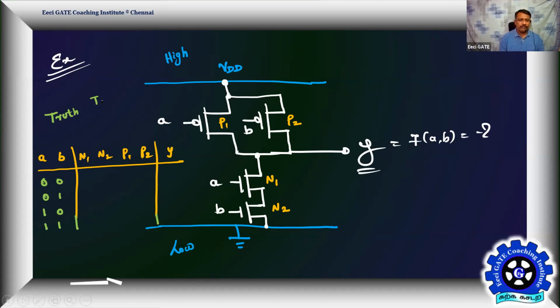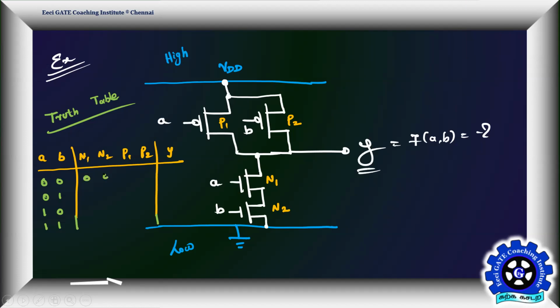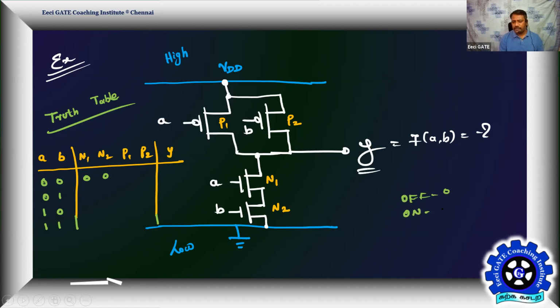By the time you complete the truth table, we can establish a good connection between Y and the digital logic input signals A and B. Now 0, 0 I am giving. So tell me what is the state of N masses, N1, N2. N1, N2 are active high switches. So if you give 0, 0, both are in what condition? Off. The off state of the switch I'm using as 0, and the on state of the switches as 1.